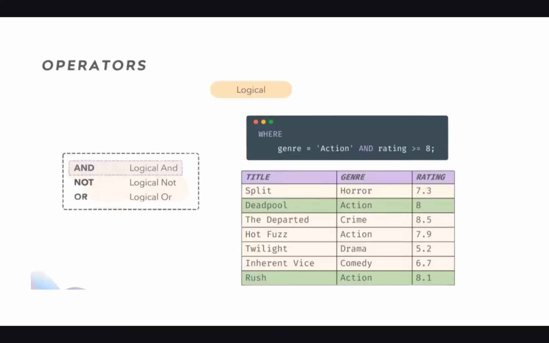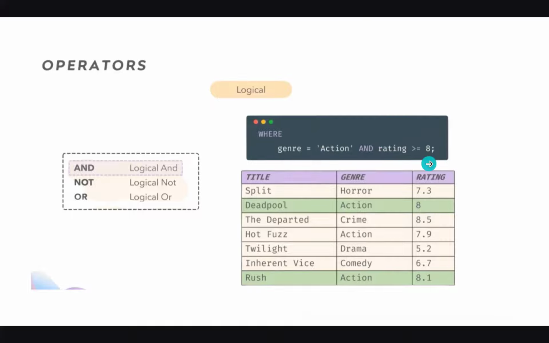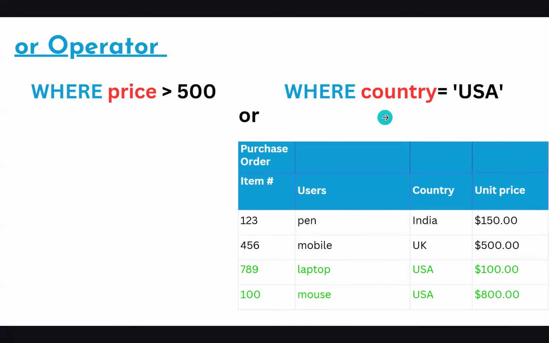Getting it right? So like that, the AND operator will check that both the conditions need to be true. If you are using the AND operator, both the conditions need to be true, then only that row will be printed in the result set. Okay, on the other side, with the OR operator, if any of the conditions is true, that will be printed in the result set.